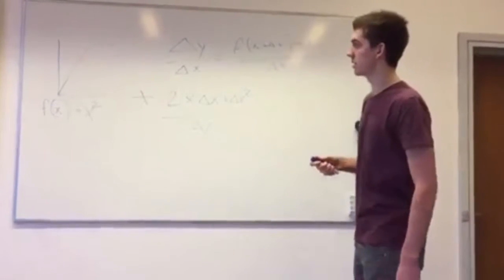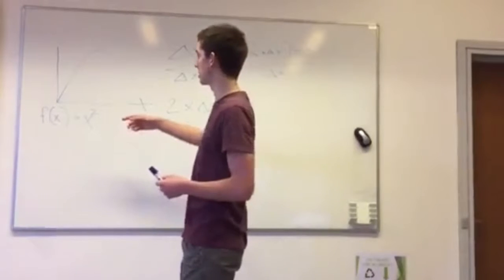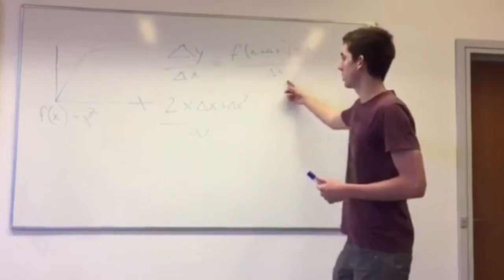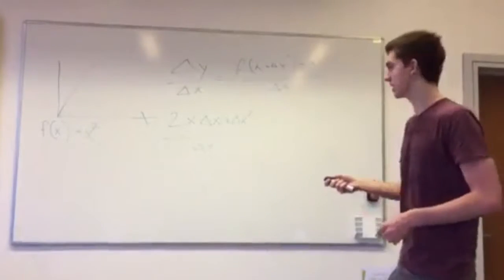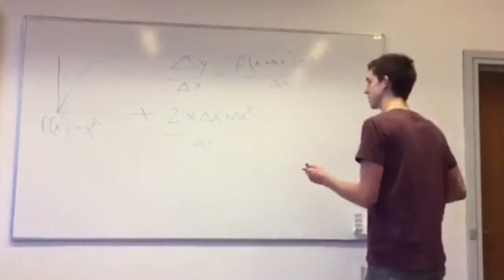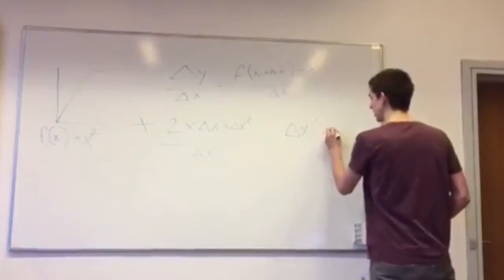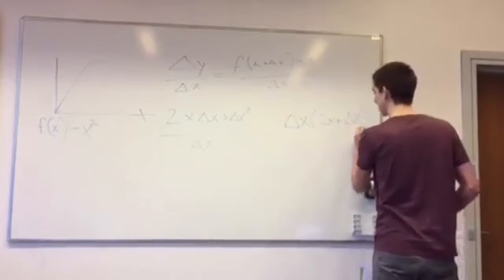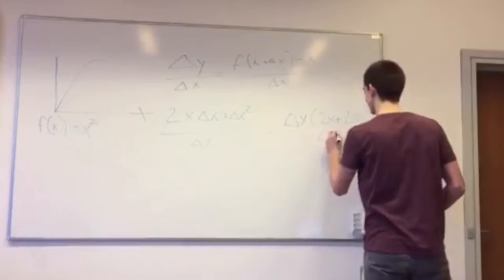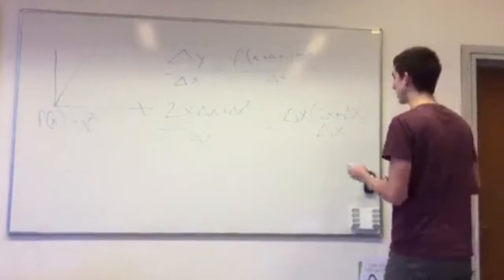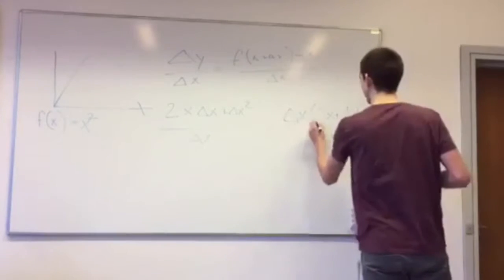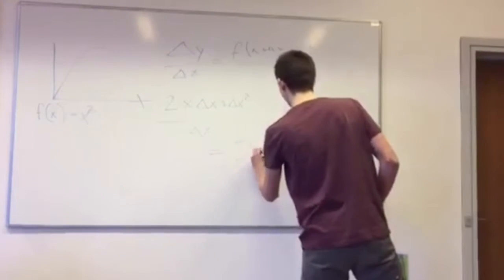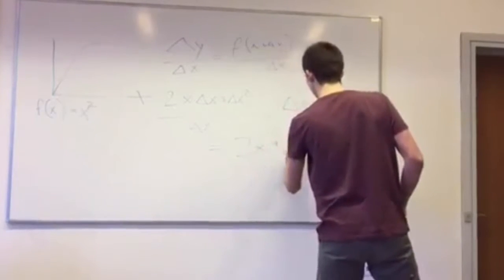So here we have an example with the function f(x) equals x squared, and we have the general formula, and here we just put in the numbers. And we want to change the equation to make it look like this: (2x plus delta x) divided by delta x. And we do this so that we can eliminate these two, and then we have 2x plus delta x.